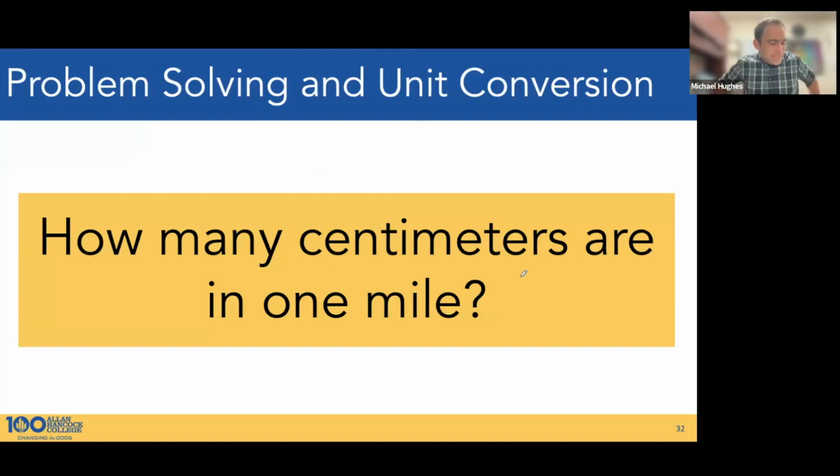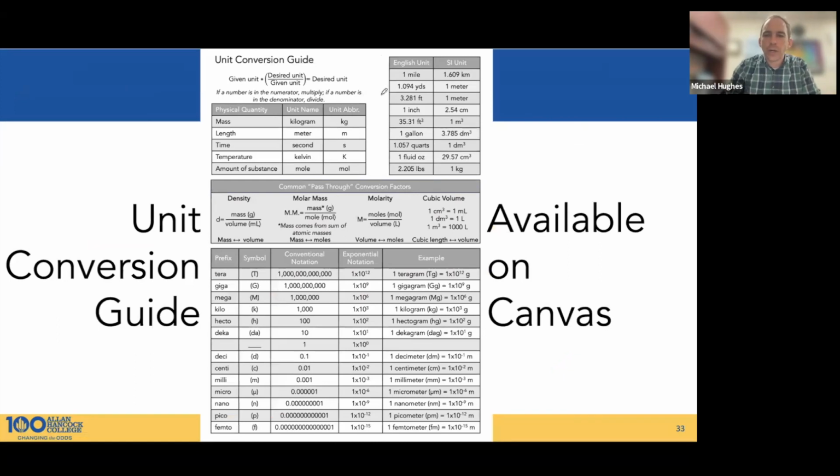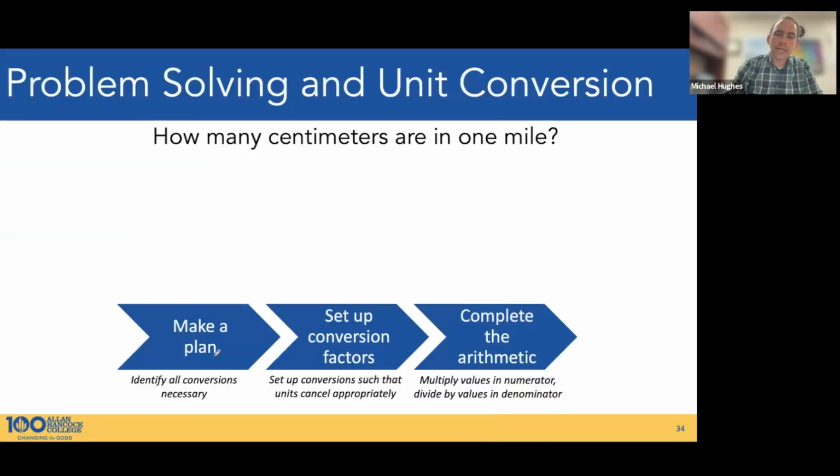How many centimeters are in 1 mile? So here we're going to go with a mile and get to our metric unit of kilometers. And then once we have kilometers, we know that in 1 kilometer is 1,000 of the base units. So 1 kilogram is 1,000 grams, 1 kilometer is 1,000 meters. And if we want to go to centimeters from there, there is 100 centimeters in 1 meter. So that's how we're going to go.